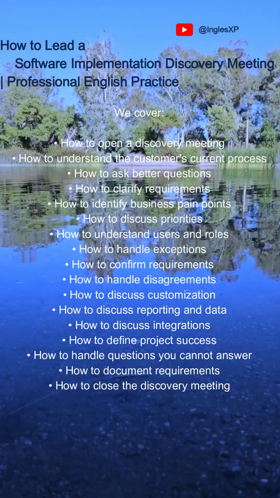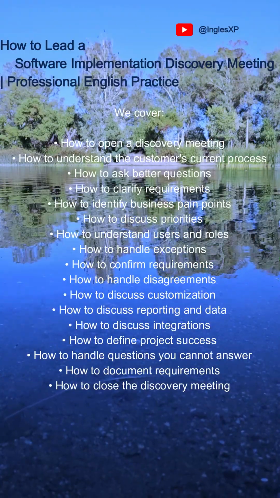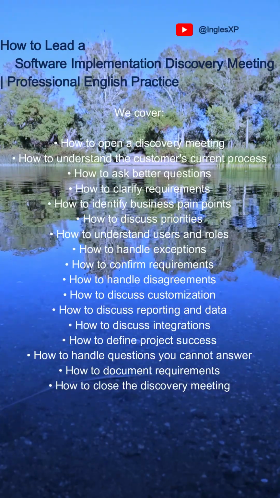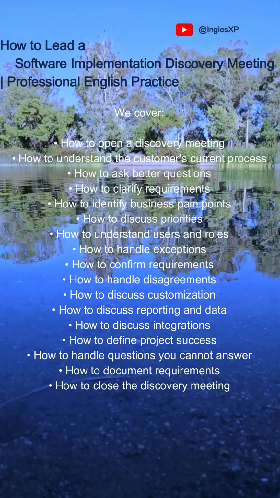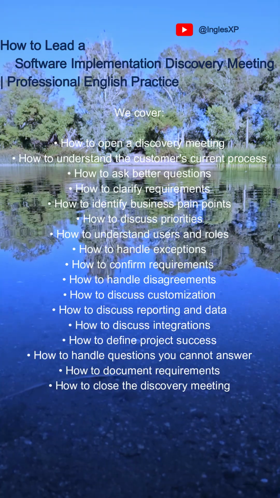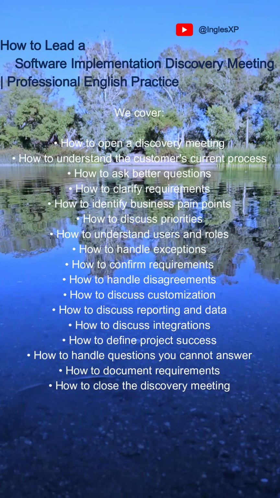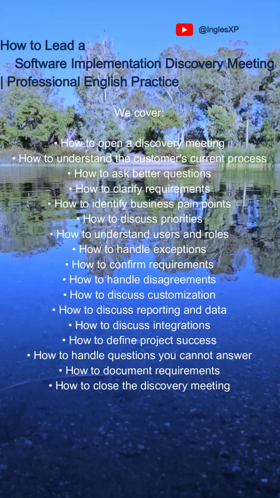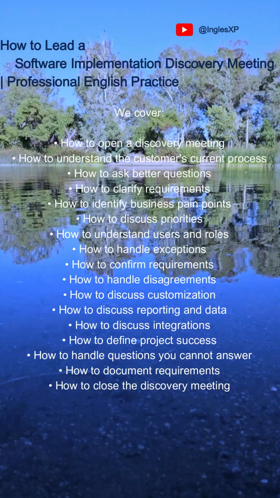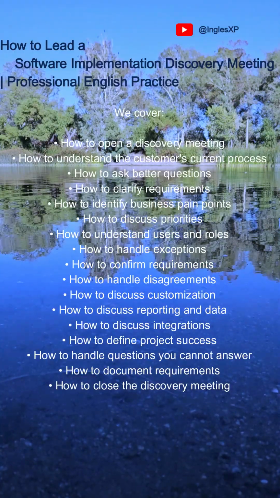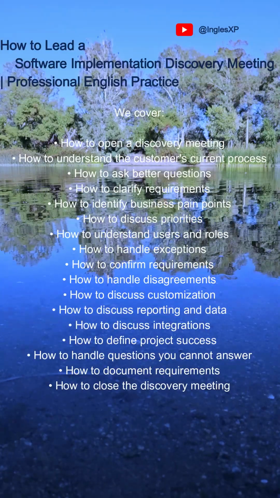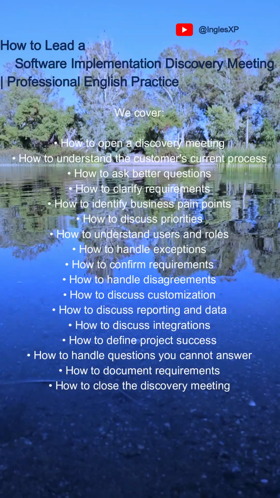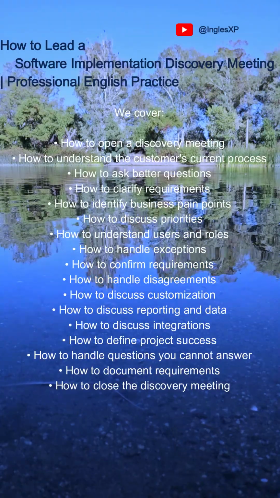Section 3. Asking better questions. The quality of your discovery meeting depends heavily on the quality of your questions. Instead of asking only yes or no questions, try to ask open questions. For example, how do you currently manage this process? What challenges do you have with the current process? What happens when something goes wrong? How does your team handle exceptions? Who needs to approve this? What information do managers need? These questions encourage the customer to explain.